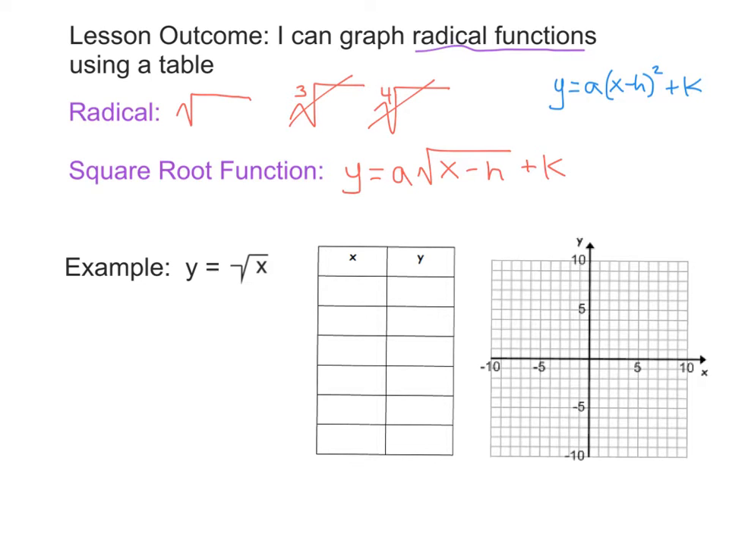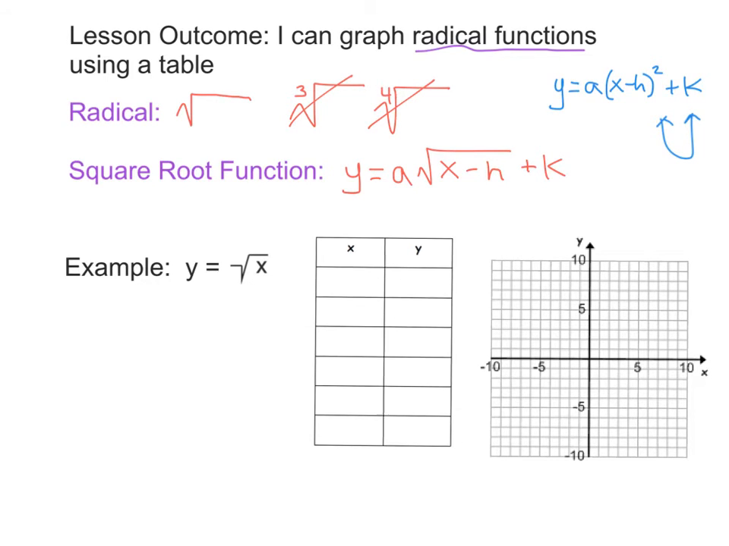So let's start with what we call the parent function for square roots: y equals the square root of x. We're going to fill in a little table here, graph our points, and see what a square root function looks like when it's graphed. Here's a hint: it will not look like a parabola, like a quadratic function. To figure out what a radical function's graph looks like, we can fill in x values in our table, find the corresponding y value, and plot our points, just like we've been doing in other types of functions.